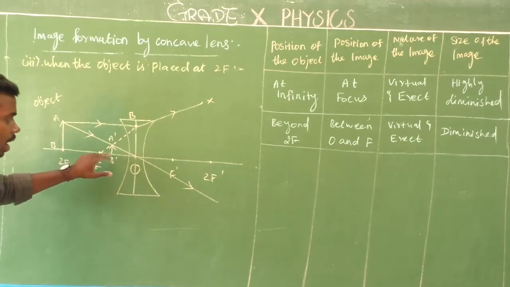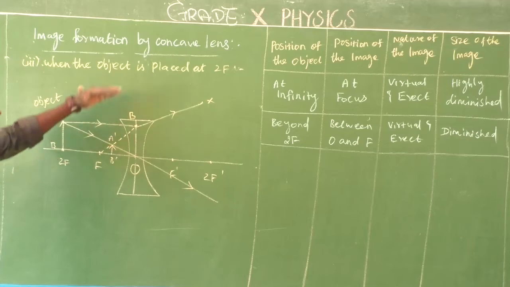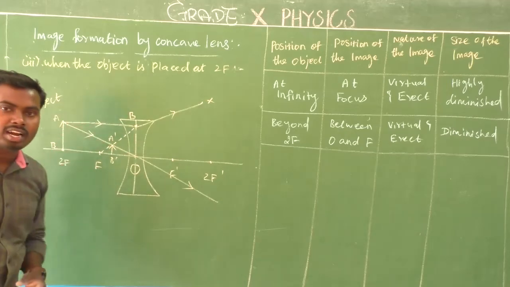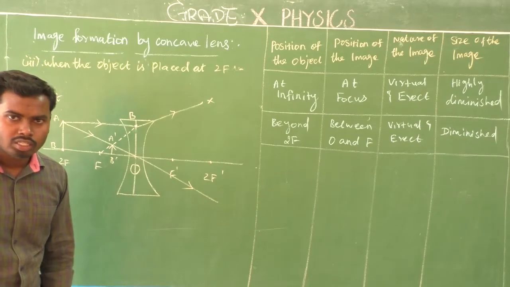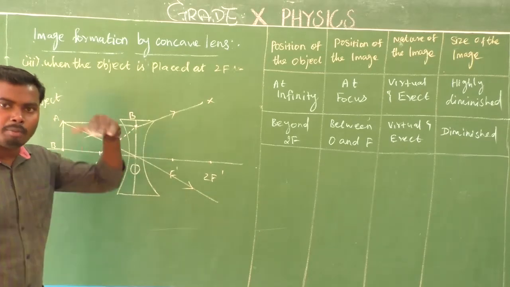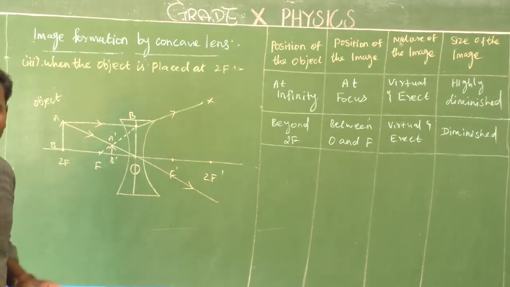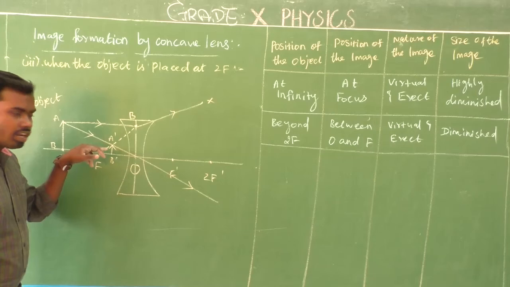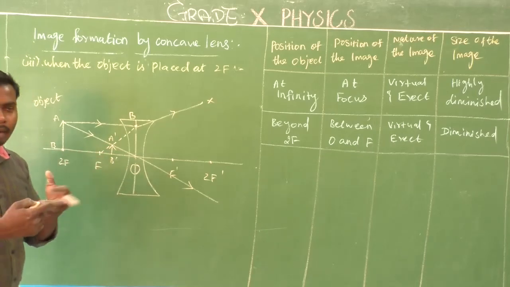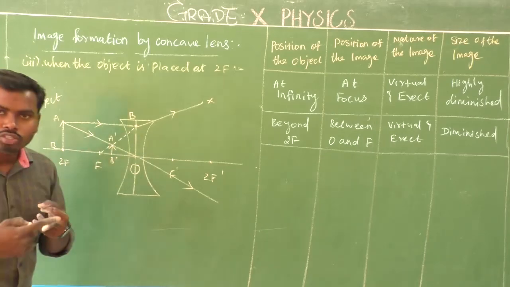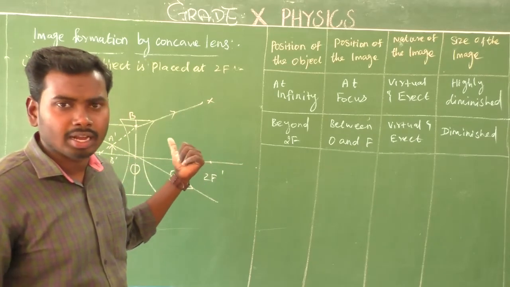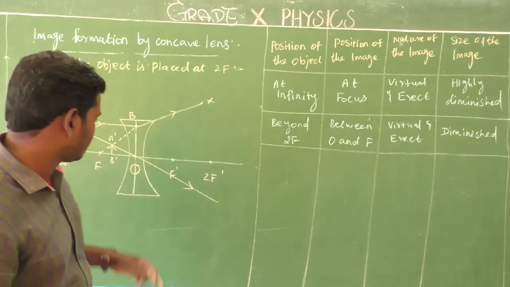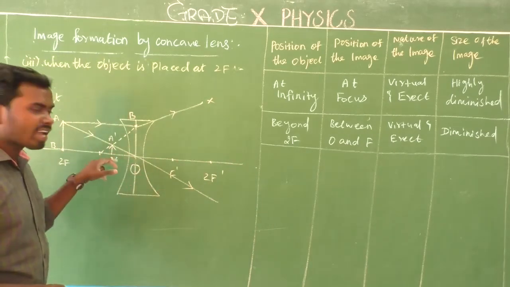Then what is the nature of the image? Here the image is formed above the principal axis. Am I right? Above the principal axis, so that image is considered a virtual image. Not only due to the formation above the principal axis is it considered a virtual image. Actually here, the two refracted rays appear to intersect together. That is the reason it is considered a virtual image. Am I right? So this is a virtual image. Then what is the size of the image?